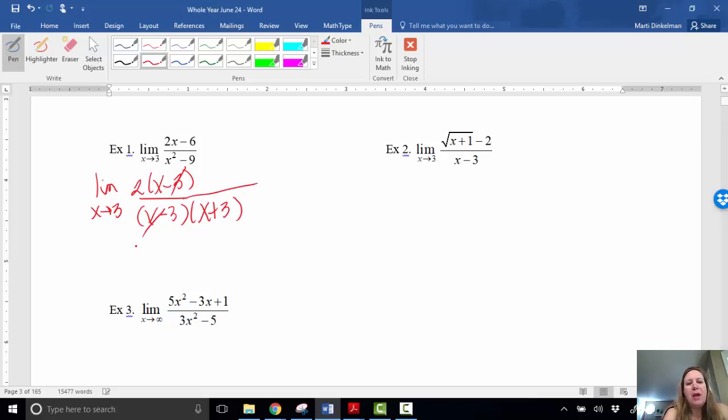So I factored there. I've gotten rid of my problem, meaning plugging in a 3 now that I've factored and canceled is no longer an issue. So I get 2 over 6 or 1/3. Remember, 2 over 6 is completely acceptable on the AP exam.